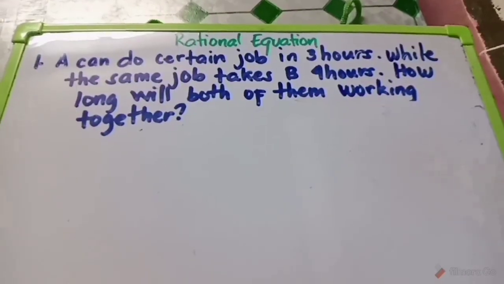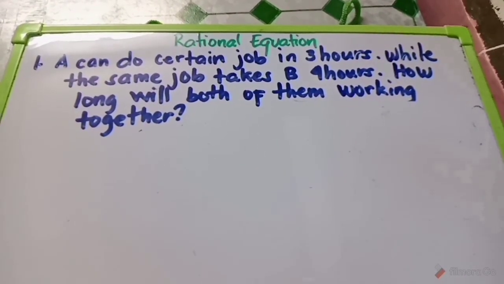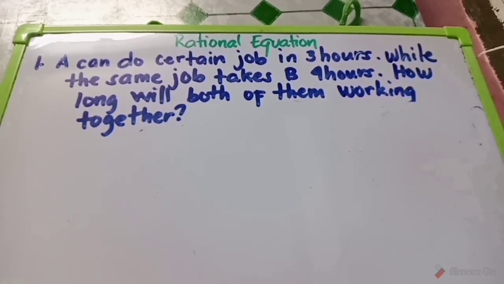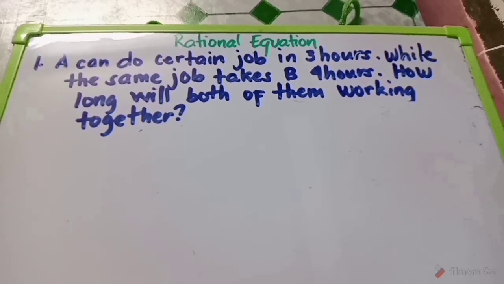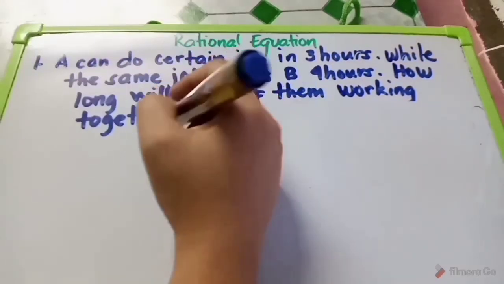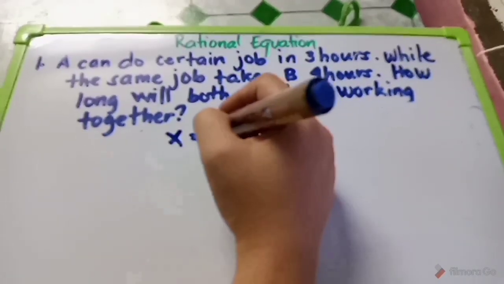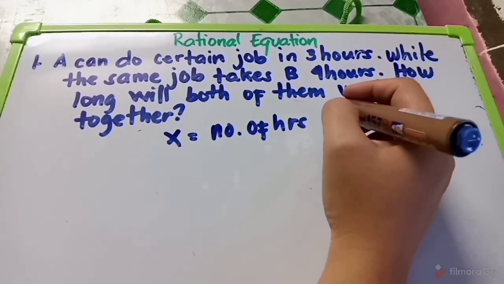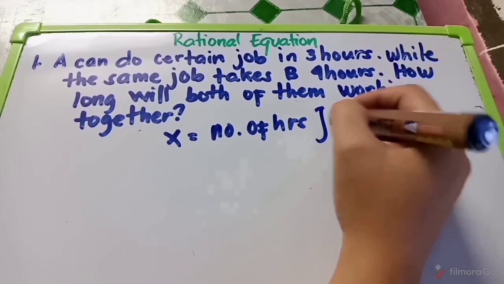Okay, let's have a rational equation for our problem solving. So problem number 1. A can do a certain job in 3 hours, while the same job takes B 4 hours. How long will both of them take working together? So, guys, let's have an X be the number of hours. So both complete the work.